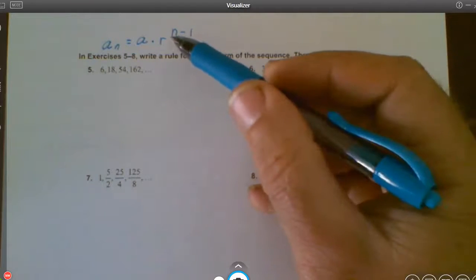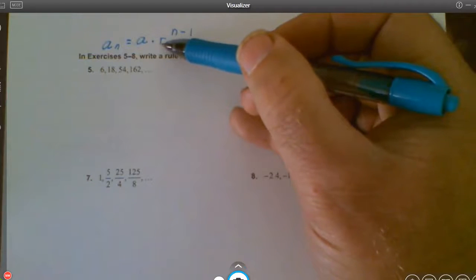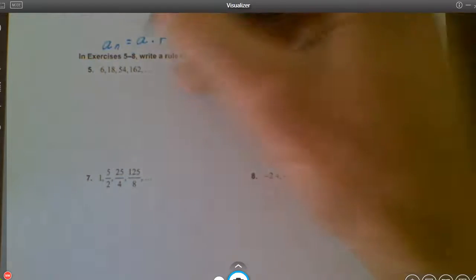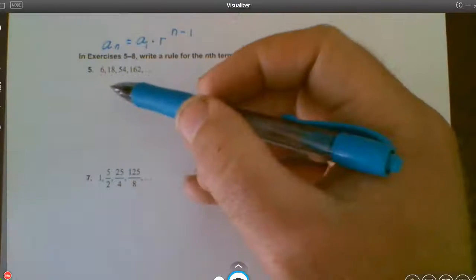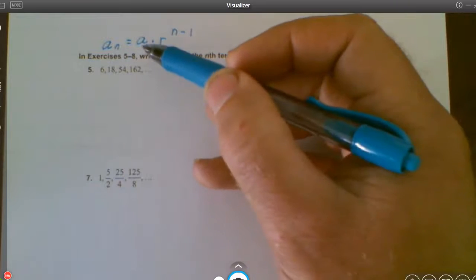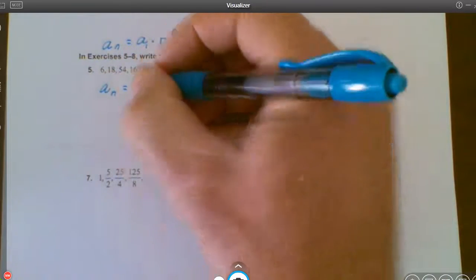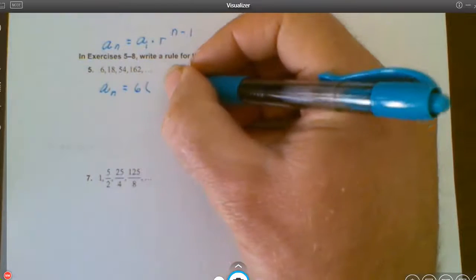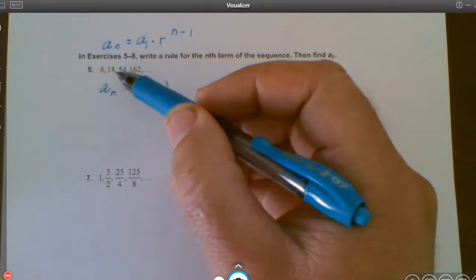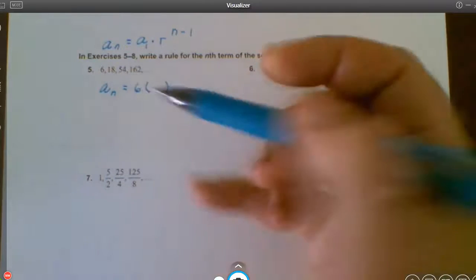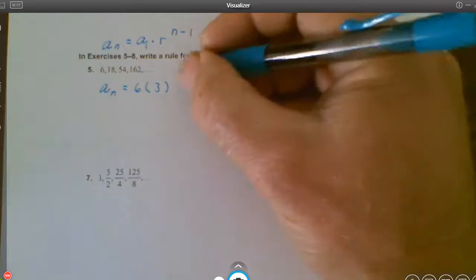So we leave n as n for these guys, which means all I need to know is the common ratio and the first term of my sequence. So the first term, as I look at this, is 6. So I can put that in right there. My common ratio: what's the number that is being multiplied every time to get the next term? You can see they're multiplying by 3 every time. We leave n as n whenever we write the rule.